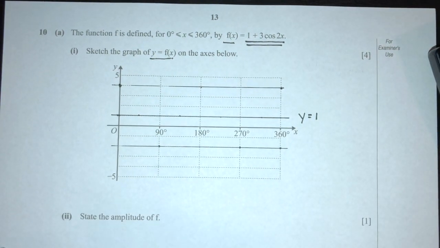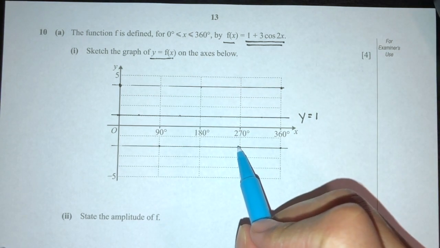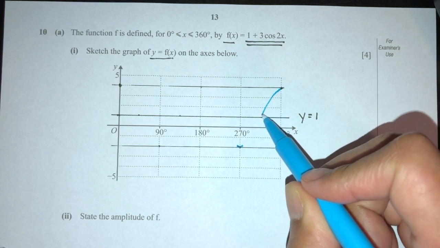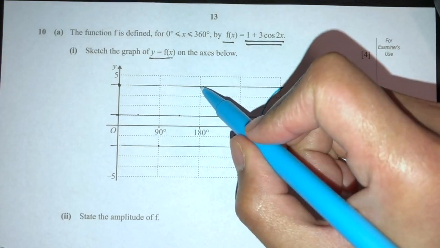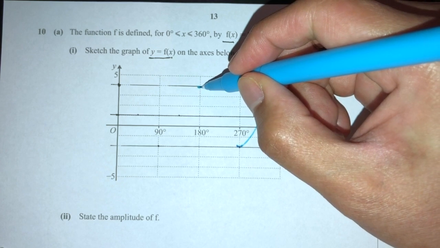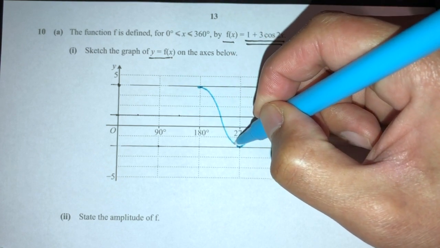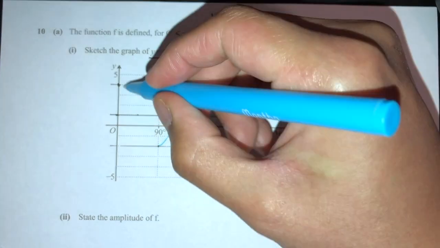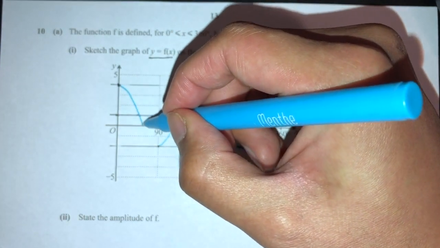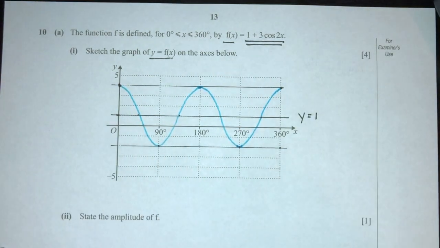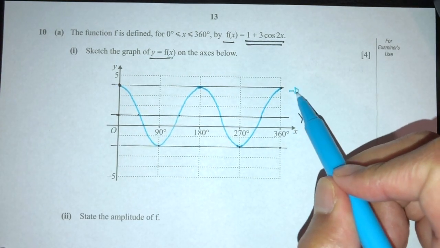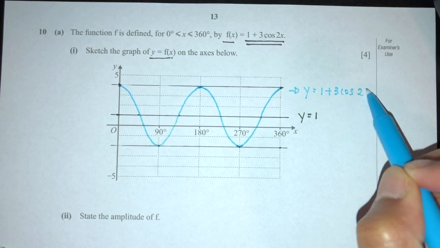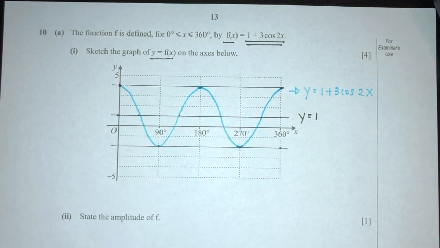So let me use a different color here. So that will be the point. Okay. That will be your answer right here. Now this one is only a sketch. It doesn't need to be exact, but you have to give the shape of the curve like this. Okay. And of course you have to label this as y equal to 1 plus 3 cos 2x. This is part 1 of the question.